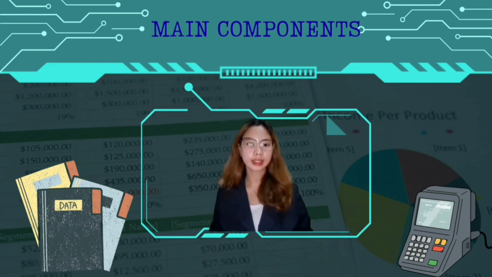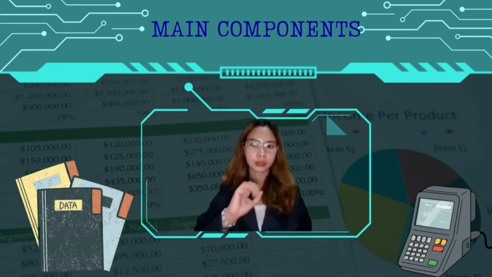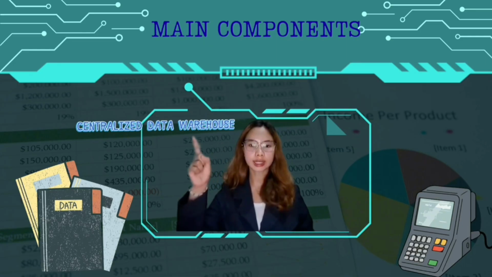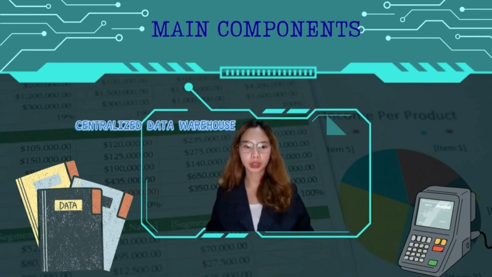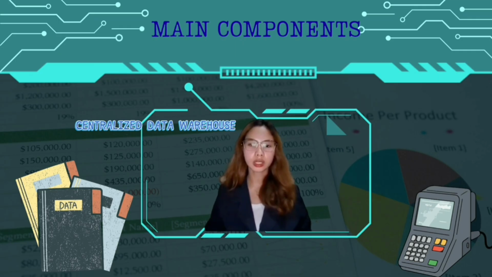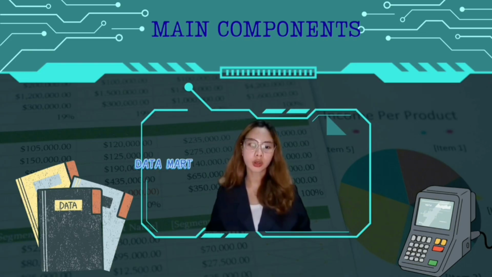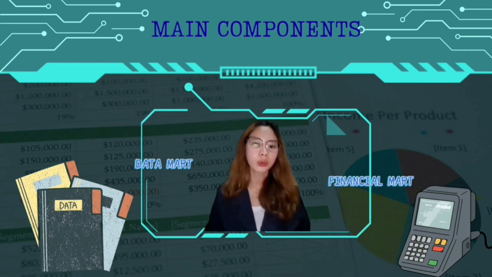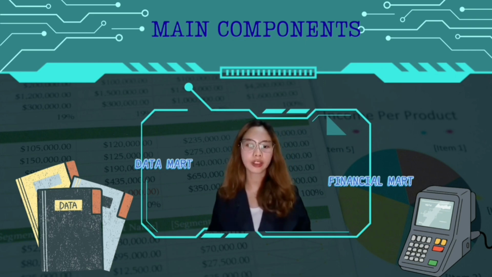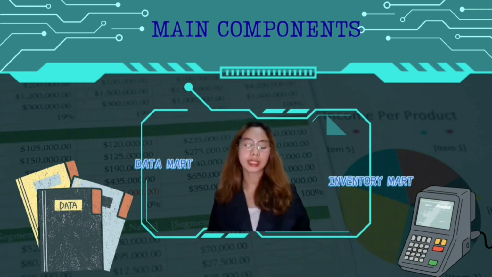For main components, our data warehouse layer consists of 3 main components. First, the centralized data warehouse. This is where all information from sales, inventory, and customers is stored and organized. Next is data marts. Smaller, focused databases for a specific area, such as the Sales Mart, which tracks transactions, customer preferences, and best-selling services. The Financial Mart, which monitors expenses, profits, and revenues for financial reports. And the Inventory Mart, which keeps track of supplies like car wax, shampoos, and cleaning tools.